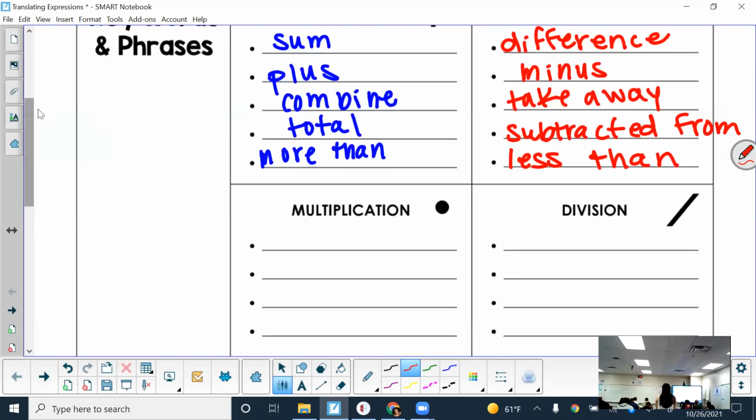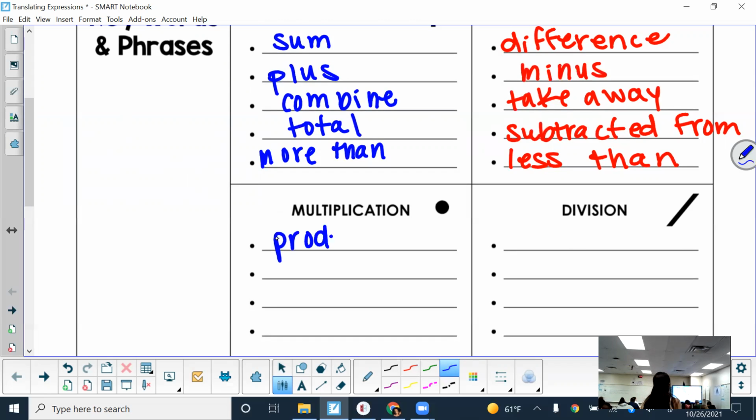All right. So then multiplication. Does order matter with multiplication? No, because 3 times 5 is also 5 times 3, right? So for this one, order doesn't really matter. And I'll just write it in the same color I wrote addition, because addition order doesn't matter as well. What are some words that tell you to multiply?